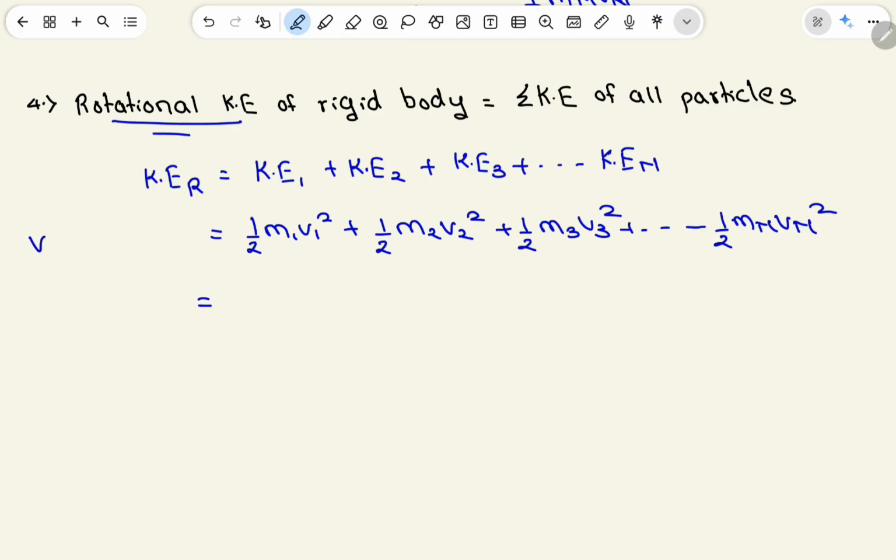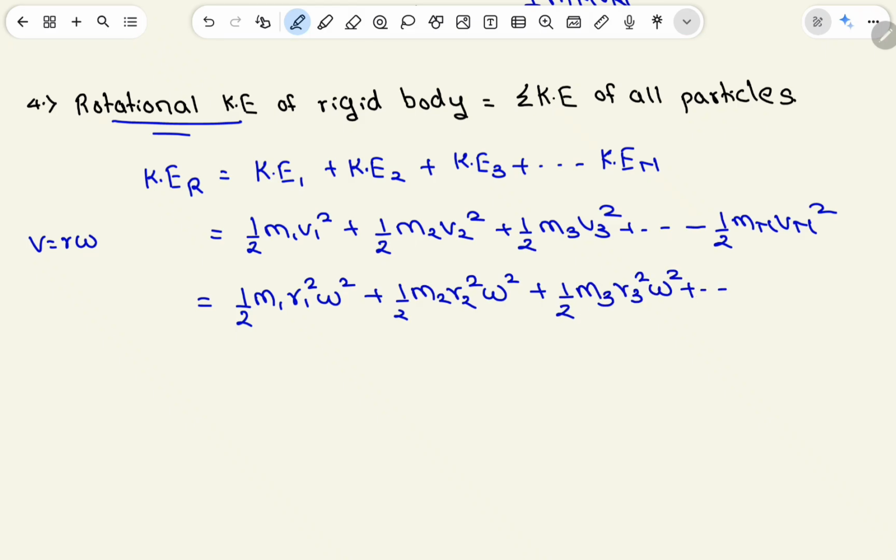Now, we know v is equal to r omega. So v1 is equal to r1 omega, v2 is equal to r2 omega, and so on up to vn, which is rn omega. Let's plug in the values of v. So half m1, in place of v1 square, I can write r1 square omega square. Half m2, in place of v2 square, I can write r2 square omega square. In place of v3 square, I can write r3 square omega square, and so on up to half mn, in place of vn square, I can write rn square omega square.